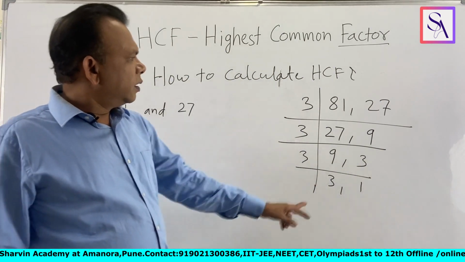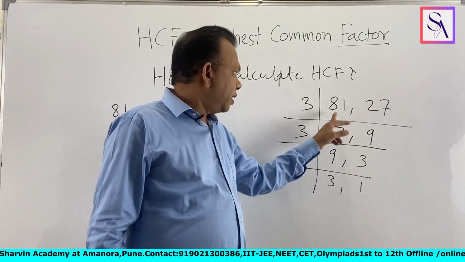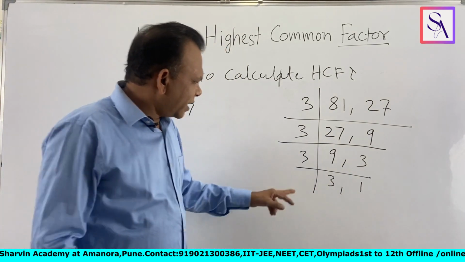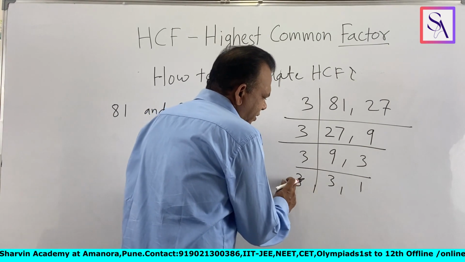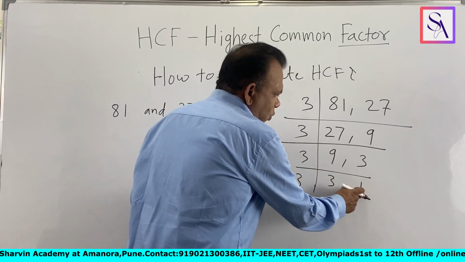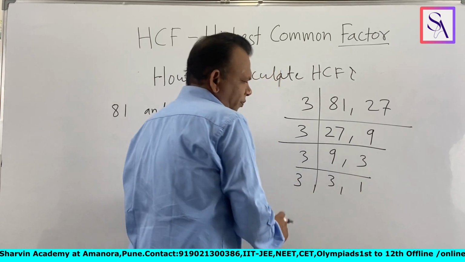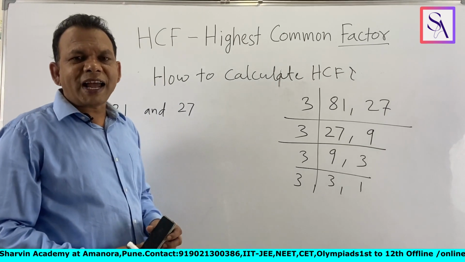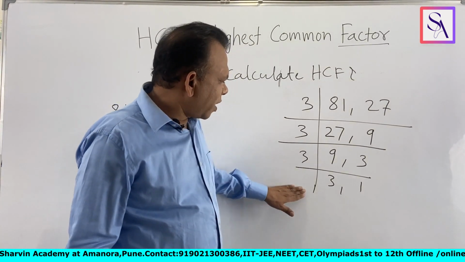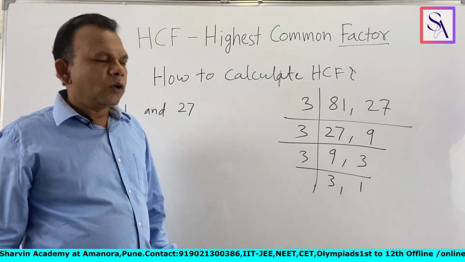Now the 27 series ends, and it has 1 at the end. Here 81's last is 3. If I take 3 here, 3 can divide this 3, but here 1 came, so no number is there, it's just 1. We cannot divide 1 by 3 because exact division will not happen. So this 3 will not come here. So we only got 3 3s, right? So this is our answer.